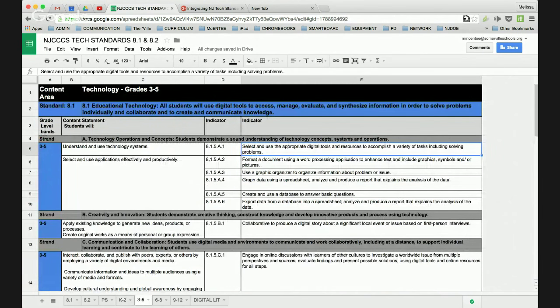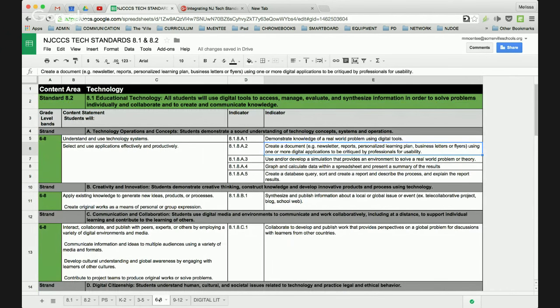3 to 5, same thing. In 3 and 4, you're working, practicing with students, making sure that they have the appropriate resources and time to learn these skills. And then by grade 5, they should be able to accomplish the indicators that are listed here. 6 through 8, same thing. These are all of the skills that students should be able to understand and communicate and be able to demonstrate knowledge of by the end of grade 8.